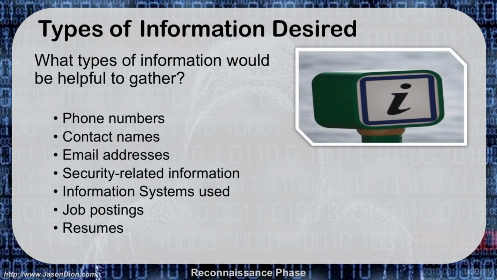So what types of information are we desiring? Well, we're going to gather any information we can, but the things we're really focused on are things like phone numbers, contact names, email addresses, security-related information, information systems that are being utilized, things like if we know if they're using Windows or Linux, job postings, and resumes. So job postings and resumes may seem like an odd thing to collect, but the reason why we collect job postings is there's a lot of information that we'll find there.